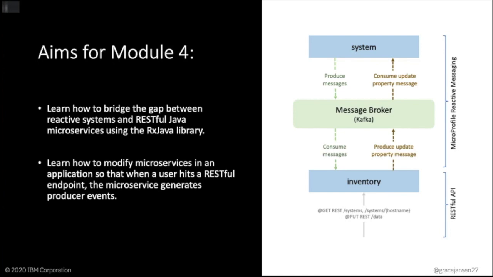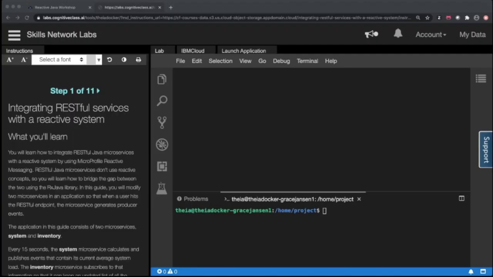So for this module, we're basically going to be looking at how we bridge the gap between reactive systems and RESTful Java microservices using the RxJava library. We're going to learn how to modify microservices in an application so that when a user hits a RESTful endpoint, the microservice is able to generate producer events. So let's take a look at our last and final module, module number 4.